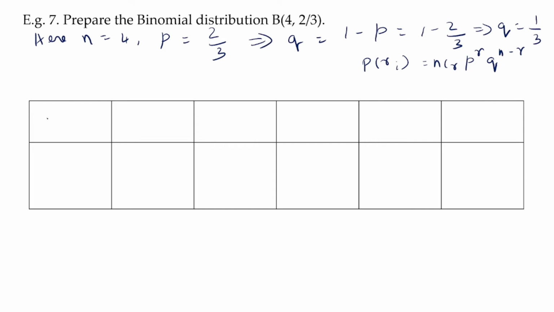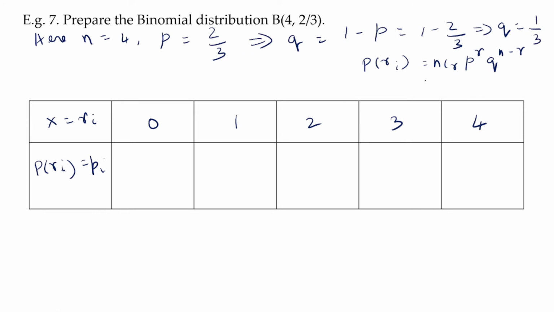So here we have x is equal to xi, and the probability of xi is equal to pi. Here we can see that the number of trials is 4, so xi varies from 0 to n. Here n is 4, so the values which xi can take are 0, 1, 2, 3 and 4. Now we can find the probability using this formula. In place of r we have to substitute 0, in place of p it is 2/3, in place of q it is 1/3.